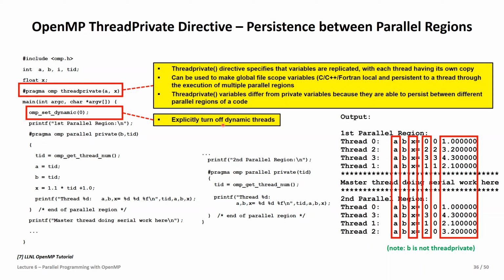Dynamic threads are explicitly turned off here because they could help with some workflow, but I think that's a bit too much to say in this particular part of this lecture.